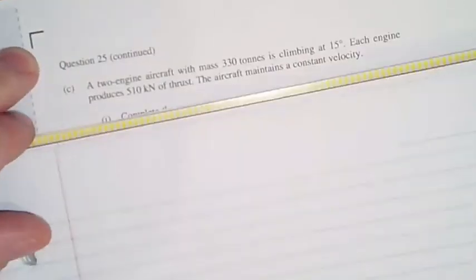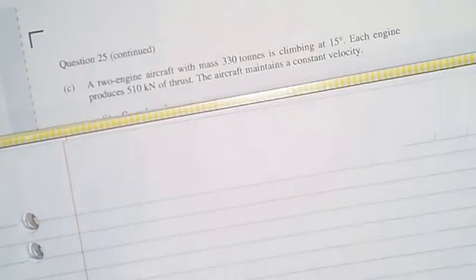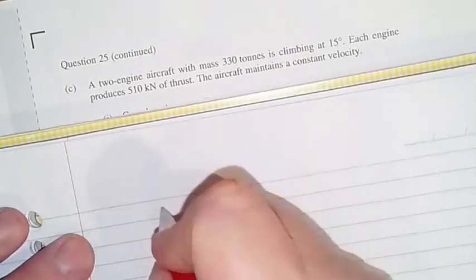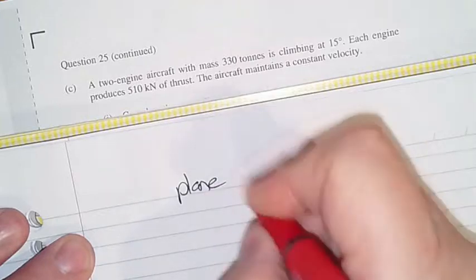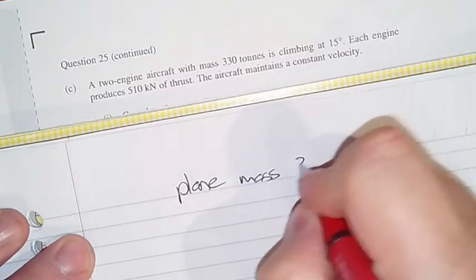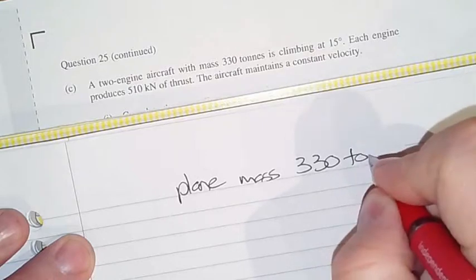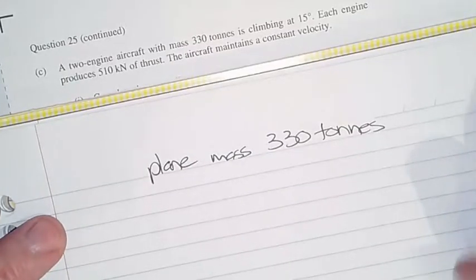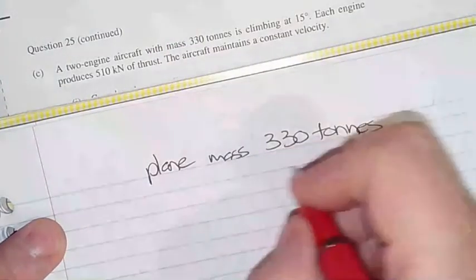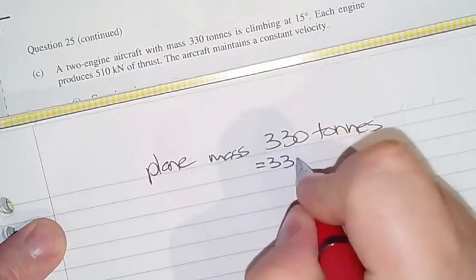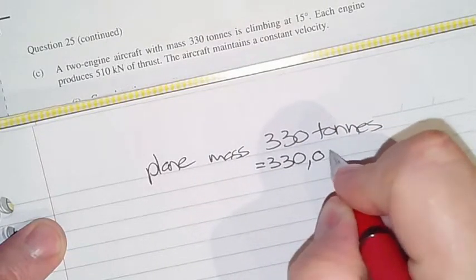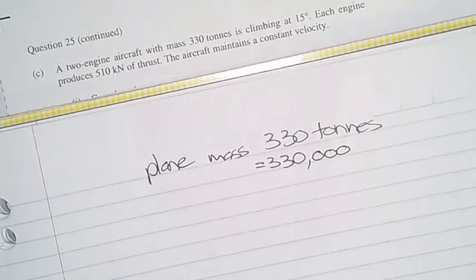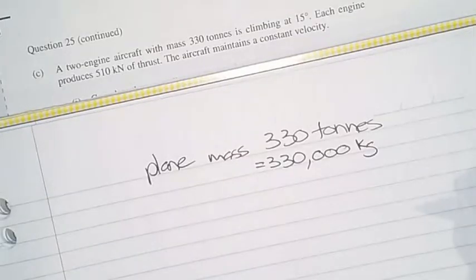Just zoom in, right? What do I actually know in this situation? So the first thing here, the plane has a mass of 330 tons, right? Now, when we're doing calculations in engineering, we actually work in kilos. So this then equals 330,000. We're starting to get lots of noughts occurring here, right? And that's in kg. So that's the first thing we actually know.